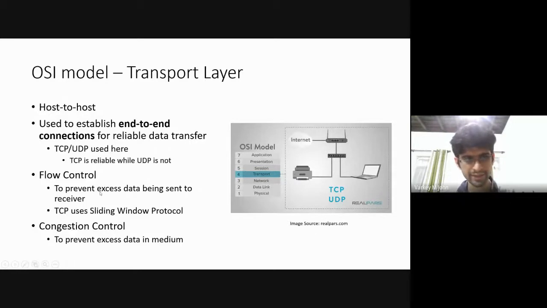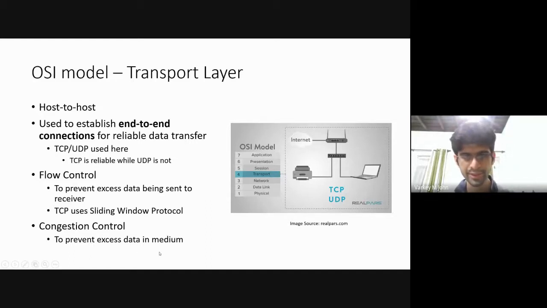Then there's something called flow control. Flow control is basically to make sure that the sender is not sending more data than the receiver is able to receive. If the receiver sees that it is being sent more data than it can cope with, the sender reduces the amount of data that is sent. And for this flow control, TCP uses something called the sliding window protocol that I'll cover in the next slides.